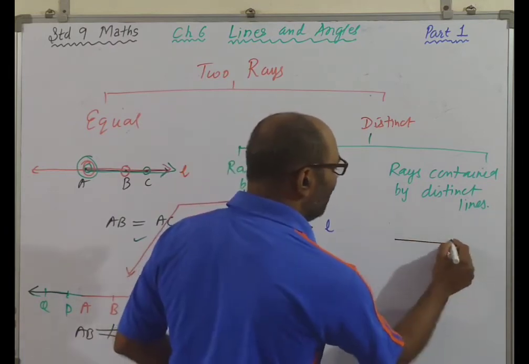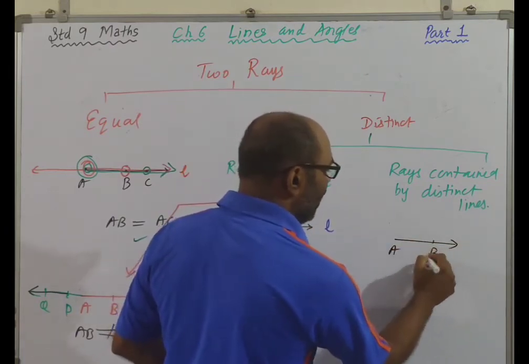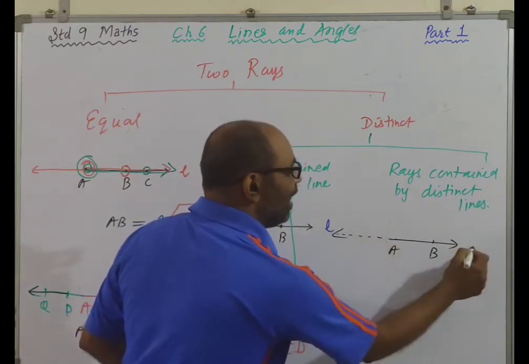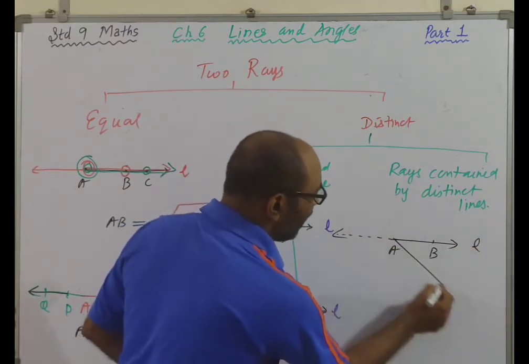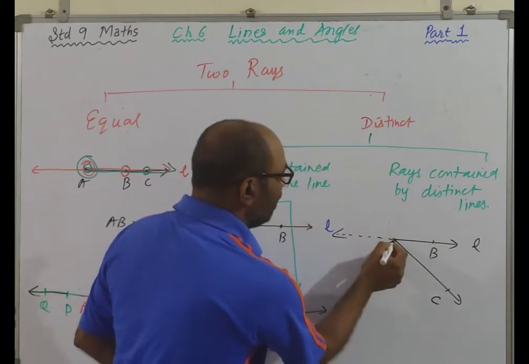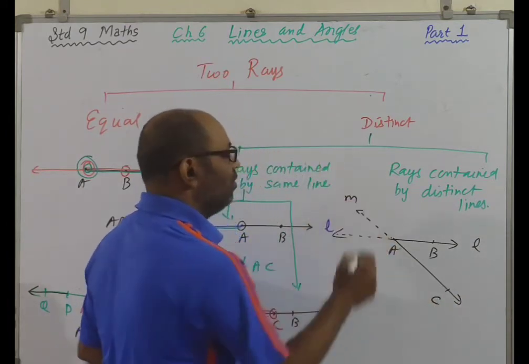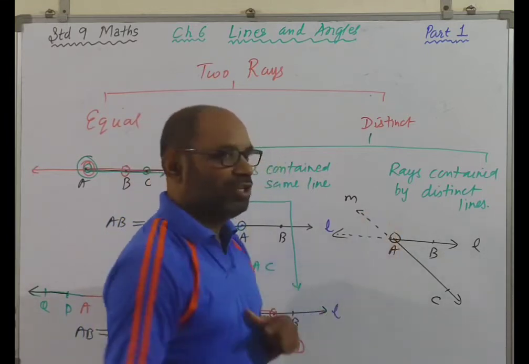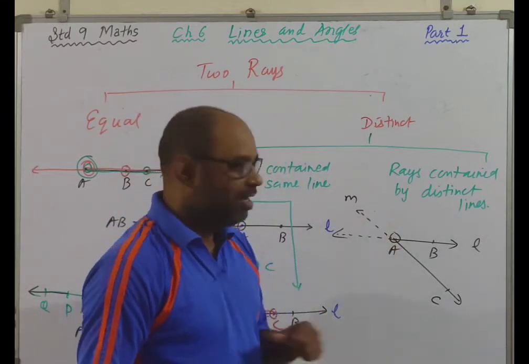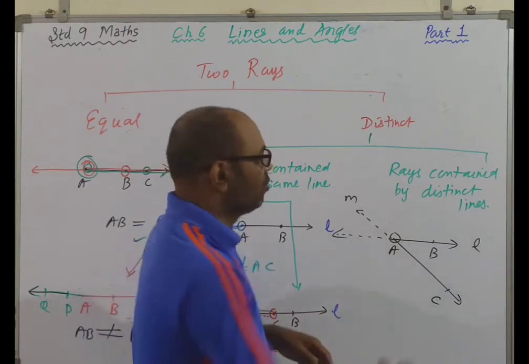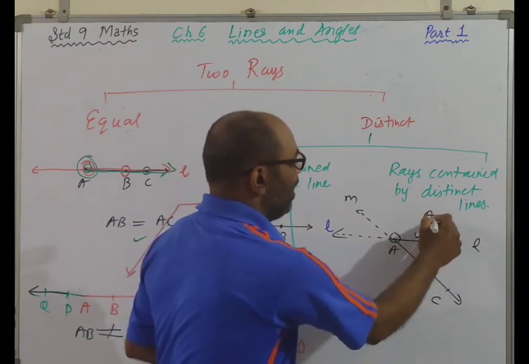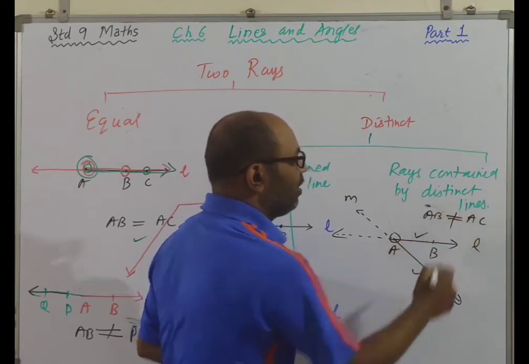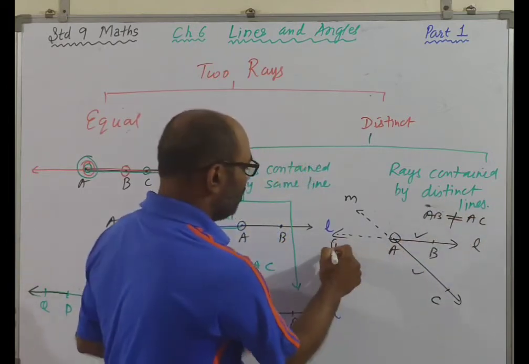That is very simple. This is a ray AB. If you extend this, it is contained by line L. Now, this is a ray AC. It is contained by line M. You can see both the rays start from the same originating point, the initial point, but they are contained by distinct lines. So you can say ray AB and ray AC are not equal. This is the first situation.